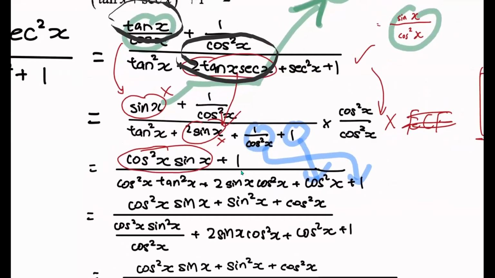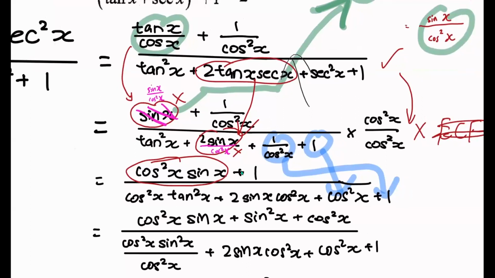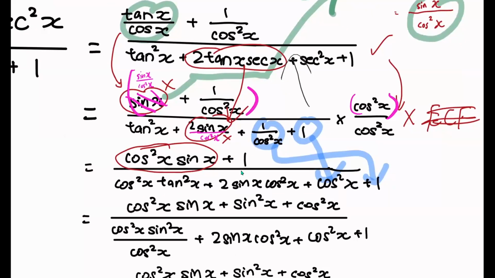Okay, this is supposed to be, let me use a different color, sine x over cos square x, and then this guy is 2 sine x over cos square x. All right. Okay, then you multiply by cos square. This cos square multiplies into each of them. You should get sine x plus 1.